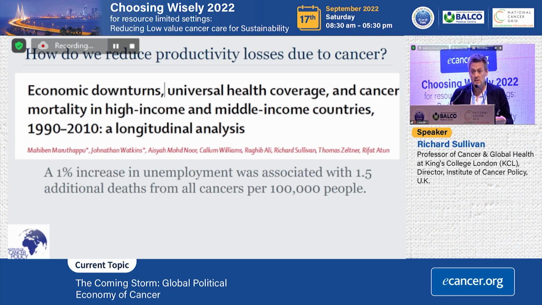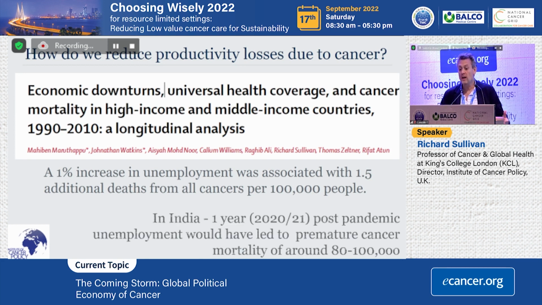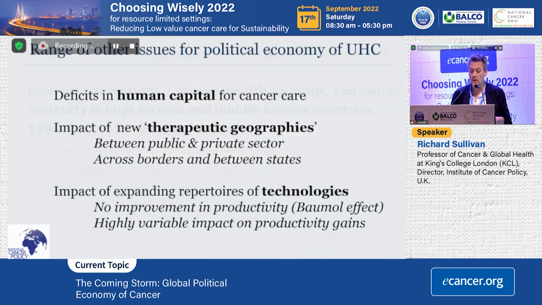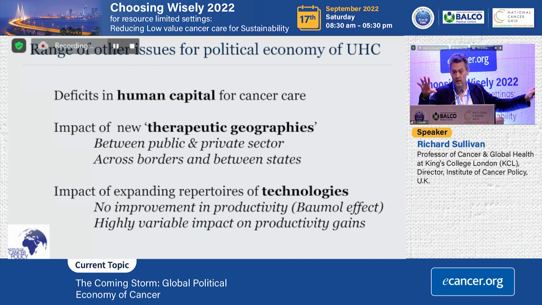So what it does is it allows policymakers to understand where they should be placing their funds. Is this about actually reducing unemployment or providing more care or doing both? Those are the sorts of things you can do with this. But then there's a whole range of other political economy issues for UHC. You've already heard about human capital deficit, a lot of interest about therapeutic geographies. Nearly all the work we do is based on basically high-income countries. You have completely different therapeutic geographies here, and also the impact of expanding repertoires of technologies.